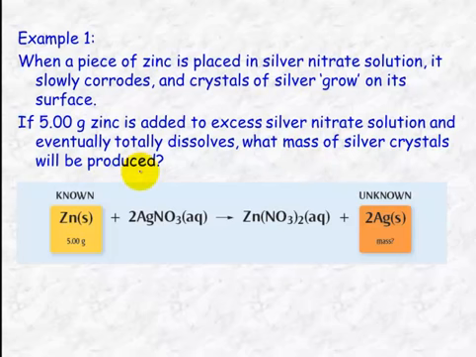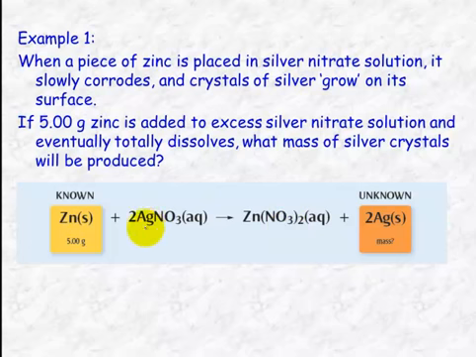So let's have a look at the information that's given to us. The first thing is you need to write the chemical equation. This has been given to you here. So we've got zinc, a piece of zinc is placed in silver nitrate solution, so we've got silver nitrate solution. It slowly corrodes and crystals of silver grow on the surface. So we're getting solid silver forming, which is written here. And we need to look at what's going to be left from this reaction. So if silver's forming, it's an ionic reaction, so zinc will match up with the nitrate to form zinc nitrate.